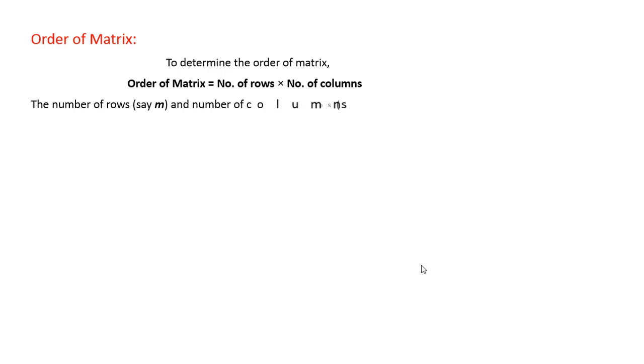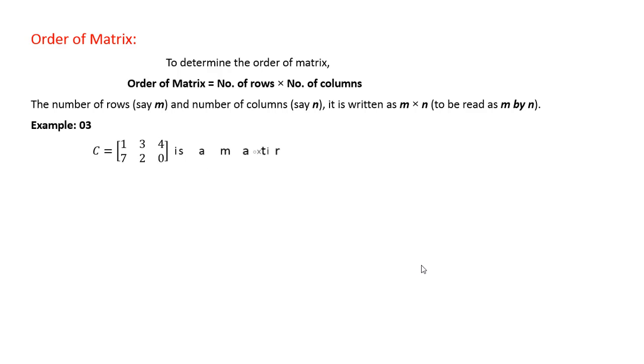Order of matrix. To determine the order of a matrix, it is equal to the number of rows times the number of columns. The number of rows is say m and the number of columns is say n. It is written as shown and read as m by n. C is equal to the matrix having elements 1, 3, 4, 7, 2, and 0 is a matrix of order 2 by 3.